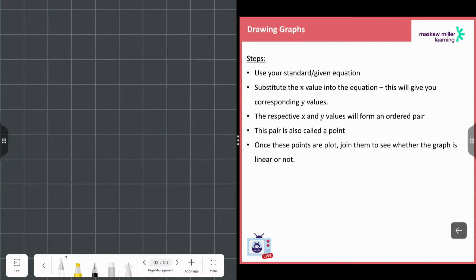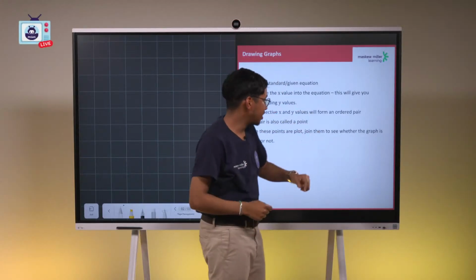Now, if we just go back, look what it says. It says substitute the x values or the y values into the equation. So if I substitute an x value, I will get the corresponding y value. If I substitute a y value, I will get an x value, all right?